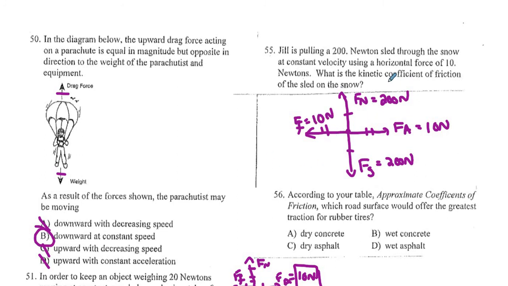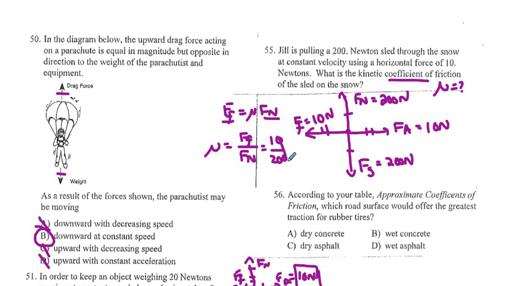What we're asked to find is the coefficient. We're asked to find the mu. We know the fun equation is equal to mu times the normal. So I basically need to know the normal and the force of friction in order to find the coefficient. Do a little bit of algebra: the coefficient is the frictional force over the normal. So this is 10 over 200. Then 1 over 20 would be 0.05.